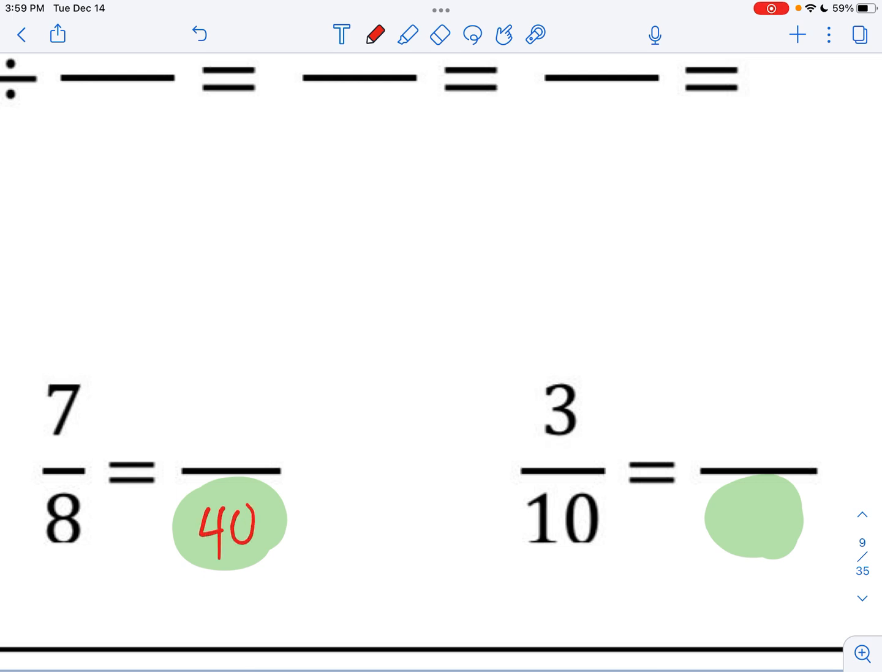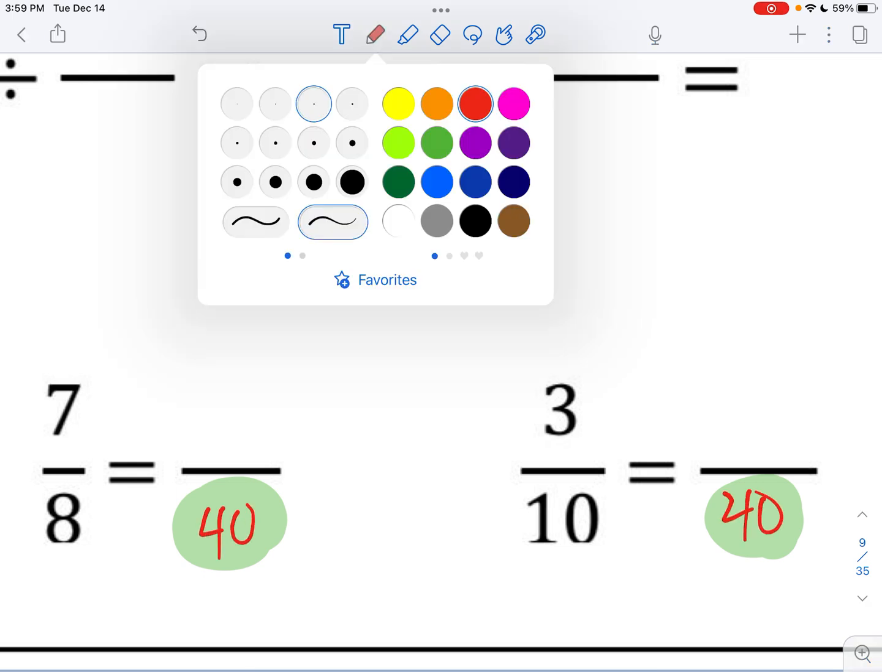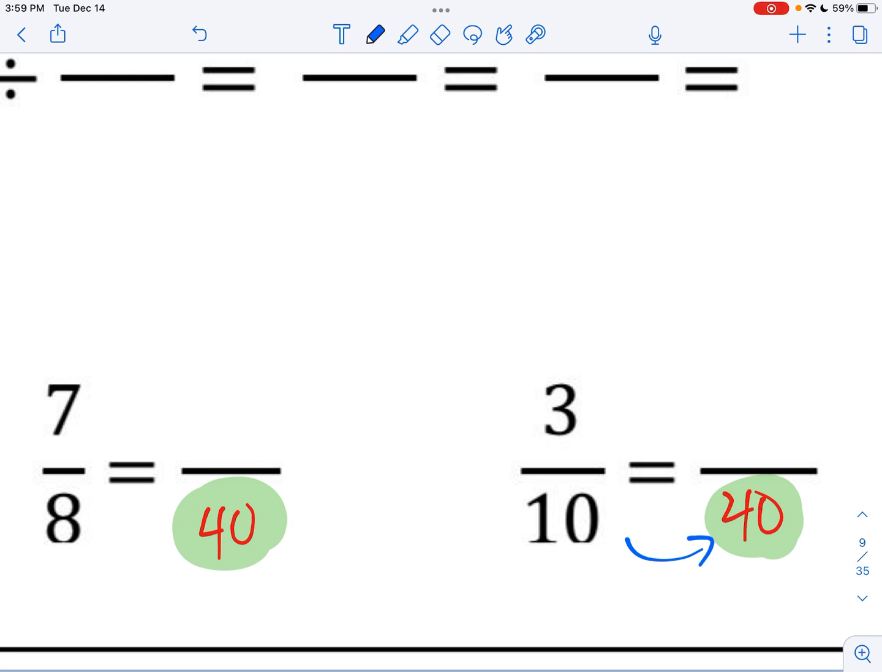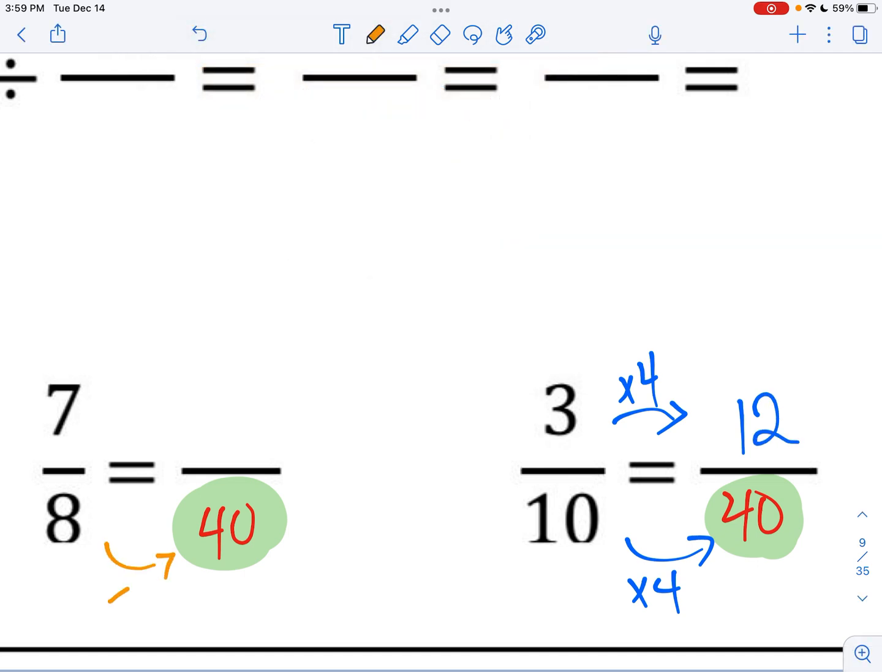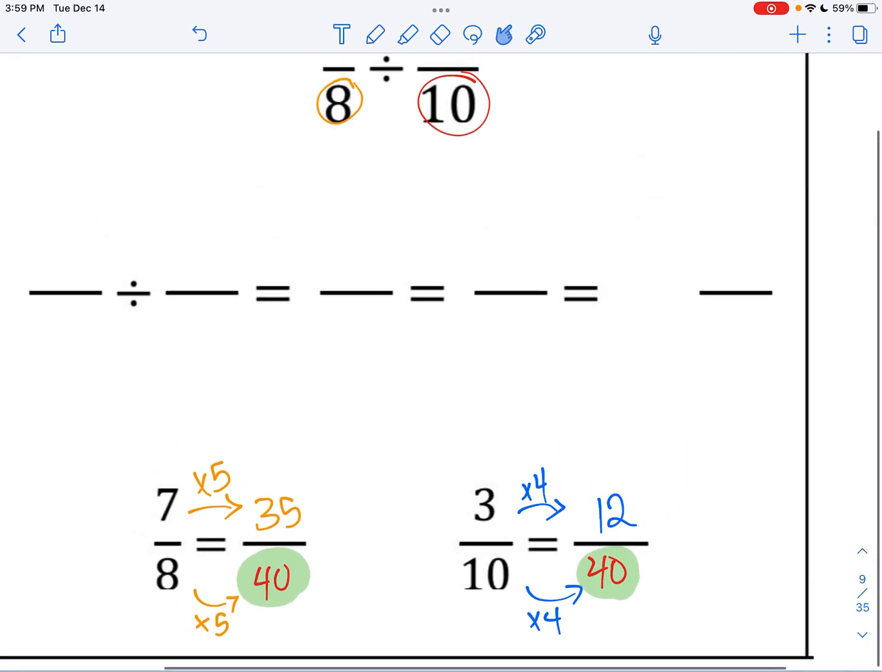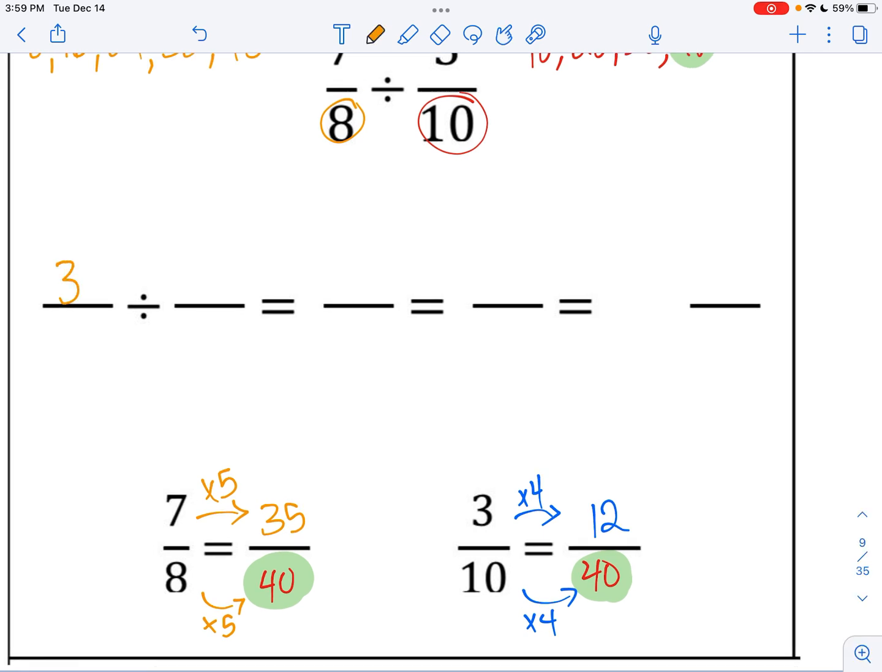40 and 40. So on the right side, 10 times 4 is 40. So 3 times 4 is 12. That's my second fraction. And on the right, 8 times 5 is 40. And 7 times 5, you're welcome to use a calculator, is 35. My first fraction is 35/40. And my second fraction from down here is 12/40. Ignore that. We're almost done.